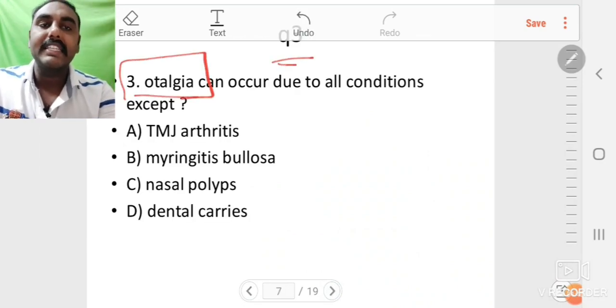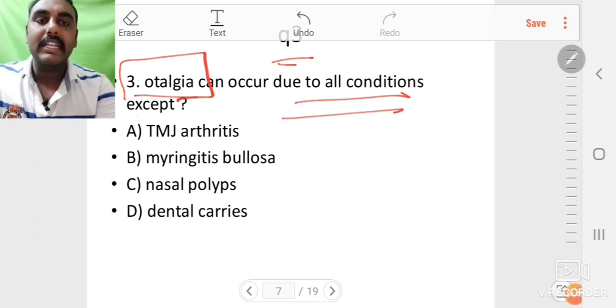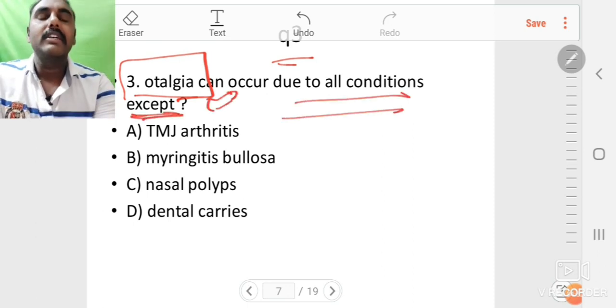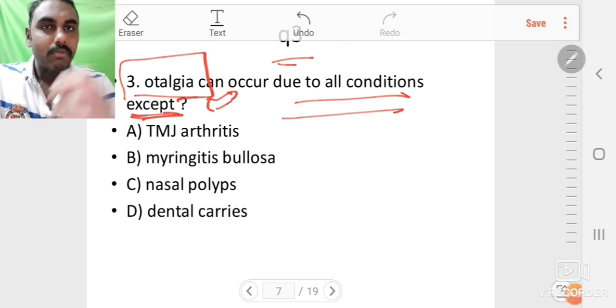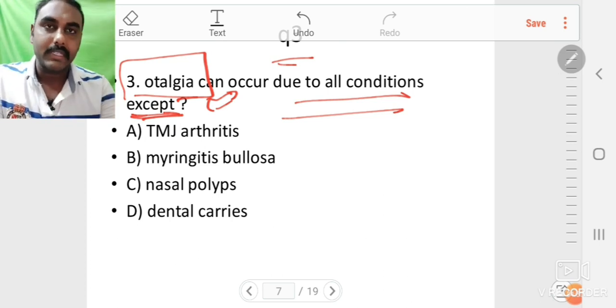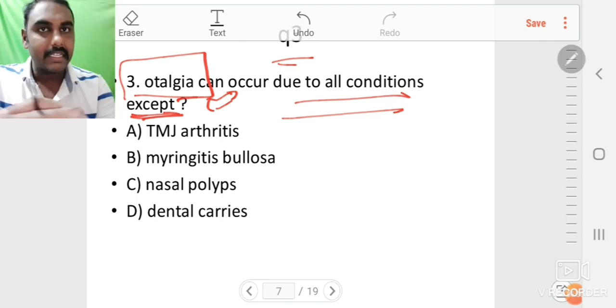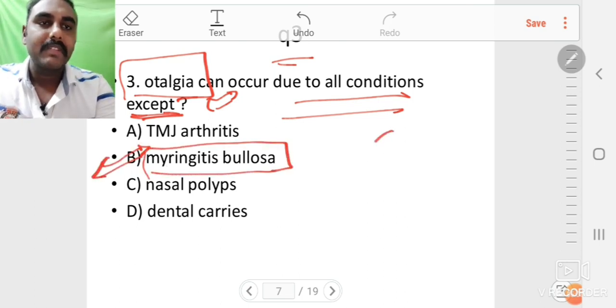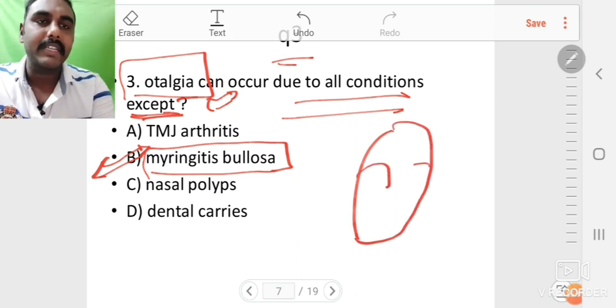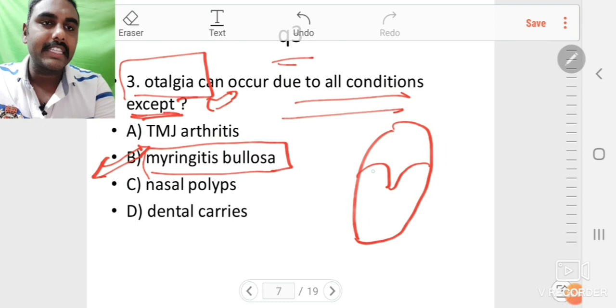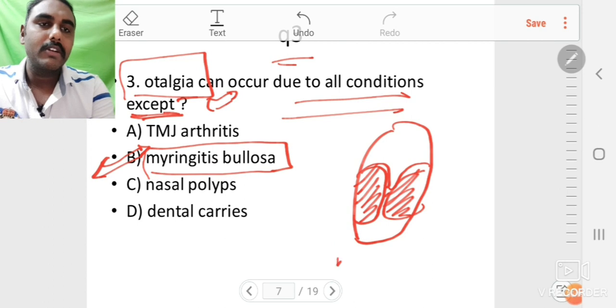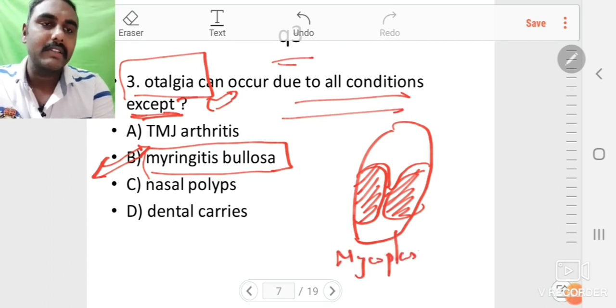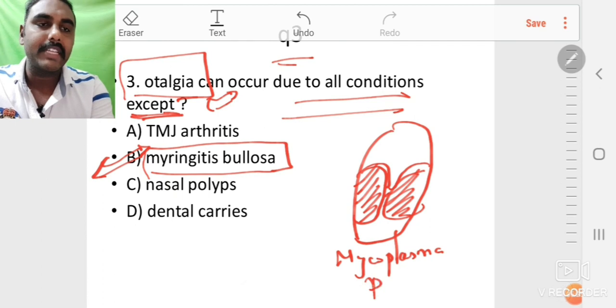Otalgia, that is ear pain, can be seen in all conditions except. For this we want to know which conditions produce ear pain. Any condition in the ear can produce ear pain. Is there any option like a condition in the ear? Yes, myringitis bullosa. What is myringitis bullosa? Consider this as the tympanic membrane. Myringitis bullosa is an infection of the tympanic membrane caused by Mycoplasma pneumoniae.